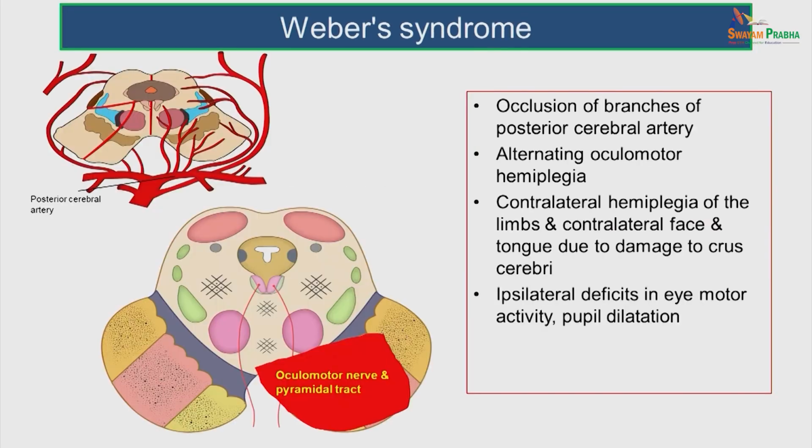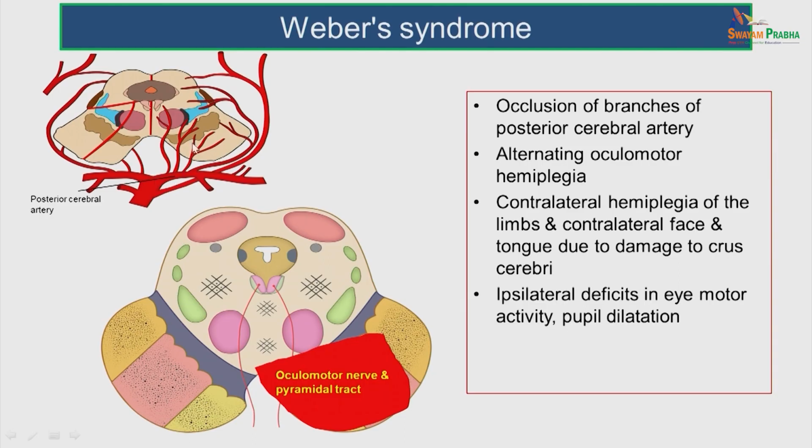So here we can appreciate what is called Weber's syndrome. What happens in Weber's syndrome is that there is occlusion of the posterior cerebral artery. So what happens if the posterior cerebral artery is occluded?